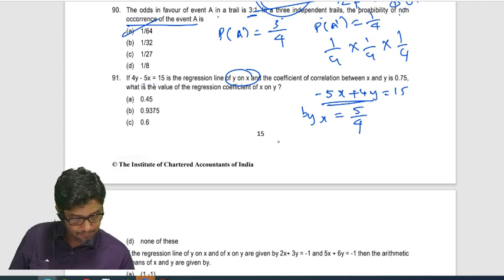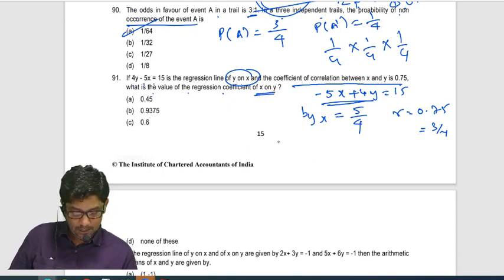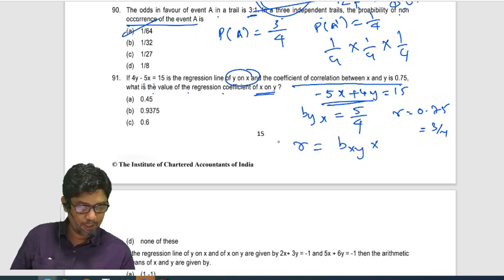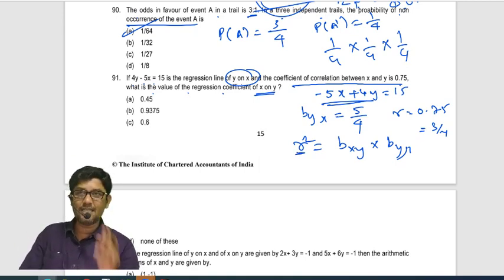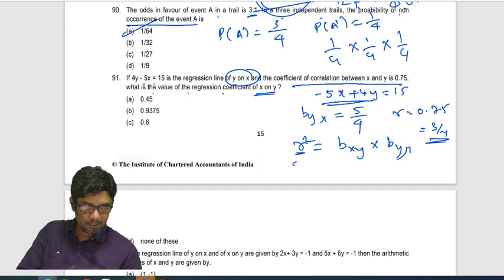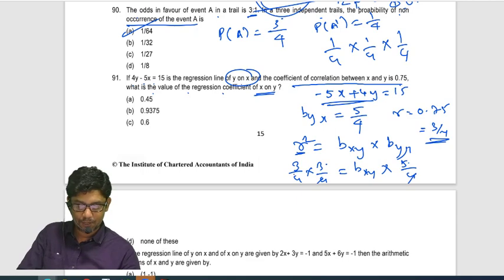Next step. And the coefficient of correlation. What is r equal to? 0.75. Can I write it as 3 by 4 for my convenience? Now the value of the regression coefficient of x on y. You know it, my dear. r square equals bxy into byx. This rule you know. r is the geometric mean between bxy and byx. 3 by 4 into 3 by 4 is equal to bxy into byx, which is 5 by 4. 4 4 cut. 3 3s are 9, 9 by 20. What is 9 by 20? 0.45.